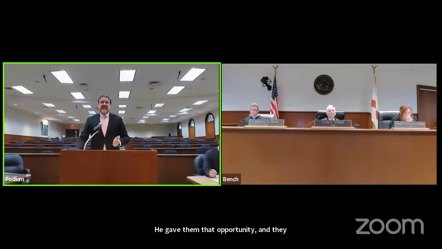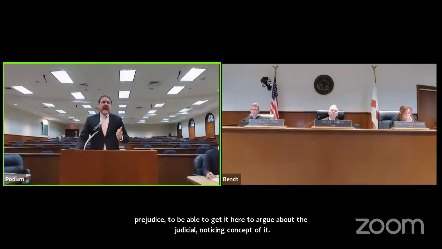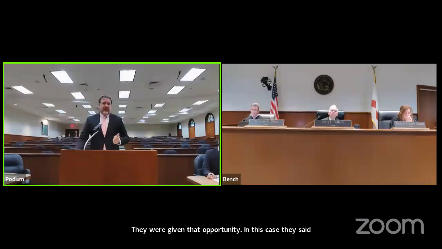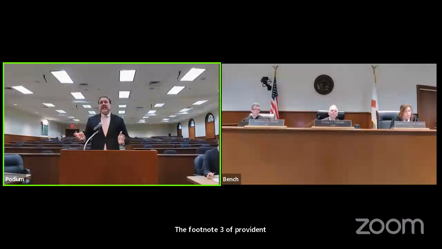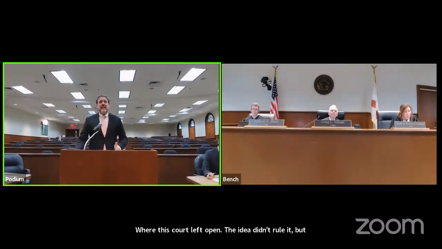The bank insisted that their case be dismissed with prejudice to be able to get it here to argue about the judicial noticing concept of it. They were given that opportunity in this case. They said no to it. They have to allege a date of default outside of the prohibited period. This is footnote 3 of Provident, where this court left open the idea, didn't rule in Provident, but certainly left open the idea that there are or could be preclusive effect in the right case.